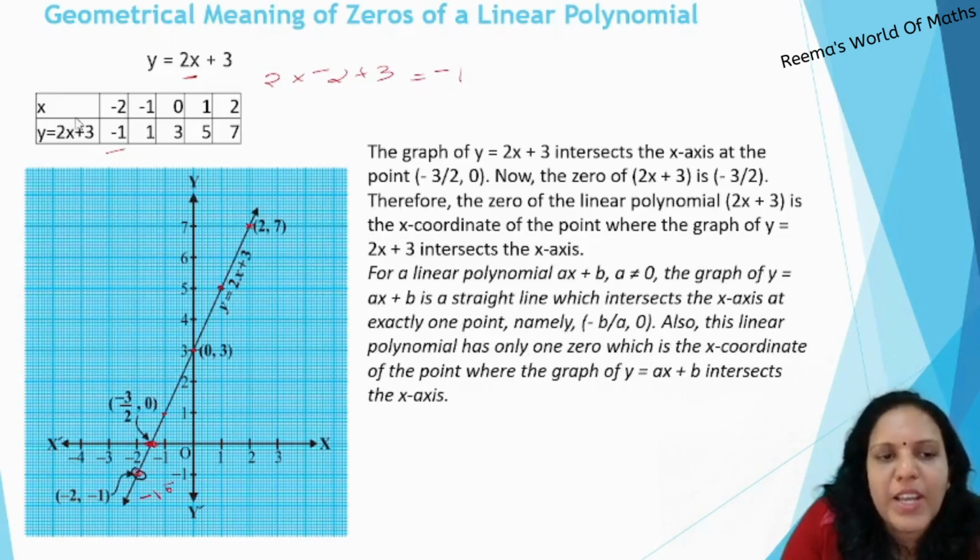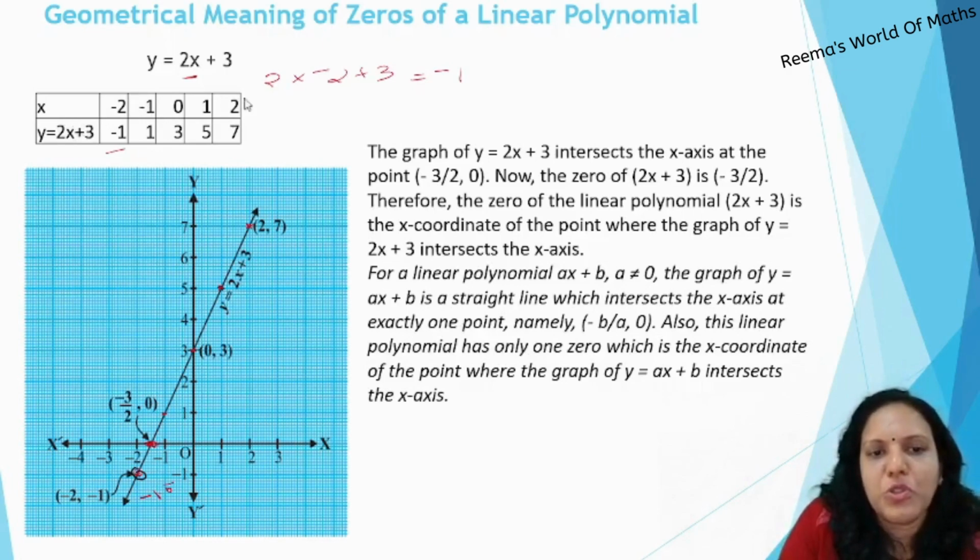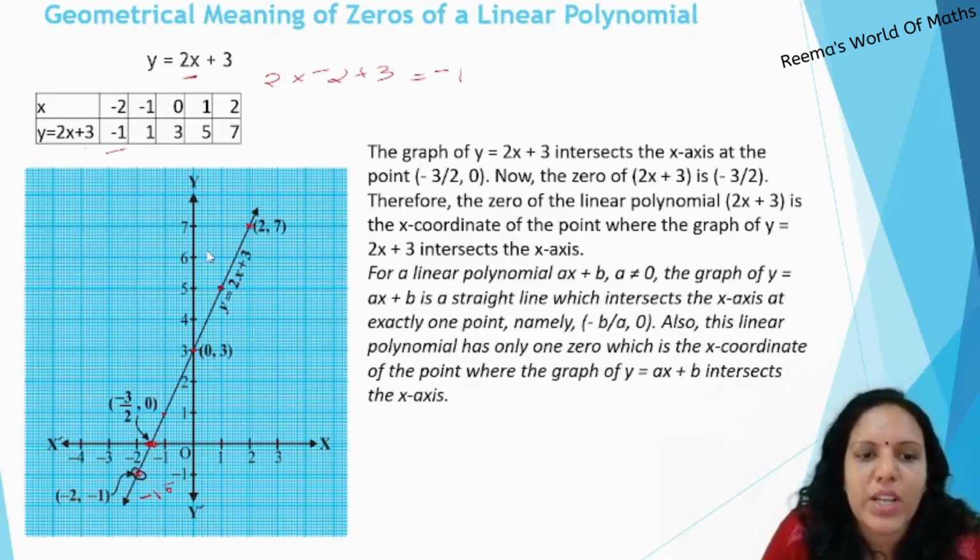In a similar way, we have replaced the x value from minus 2 to 2, and here we can see the value of y when we replace the value of x. When x is minus 2, y became minus 1, and from minus 2 to 2 we have found the value of y for that particular polynomial. Now let's represent this on a graph.